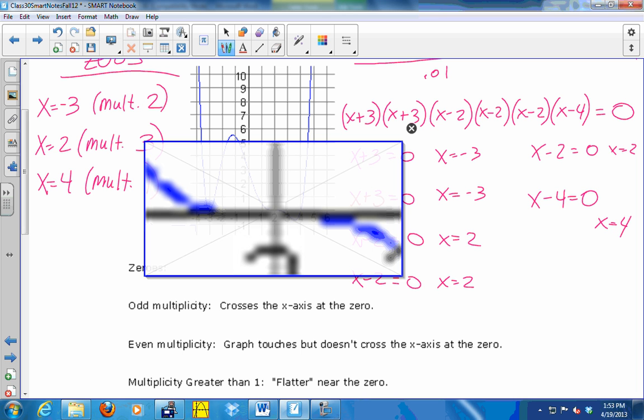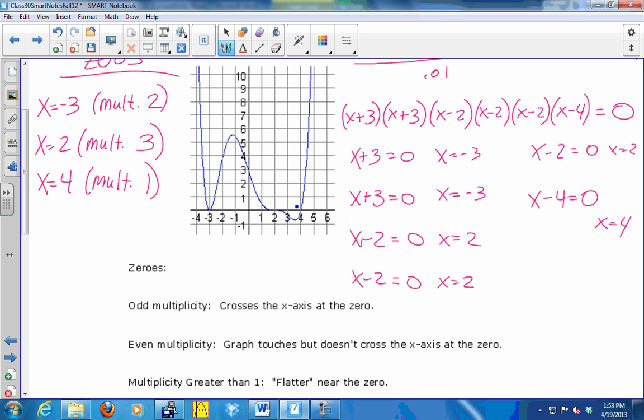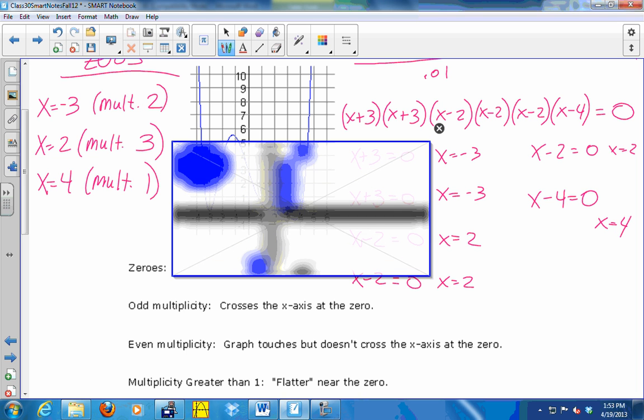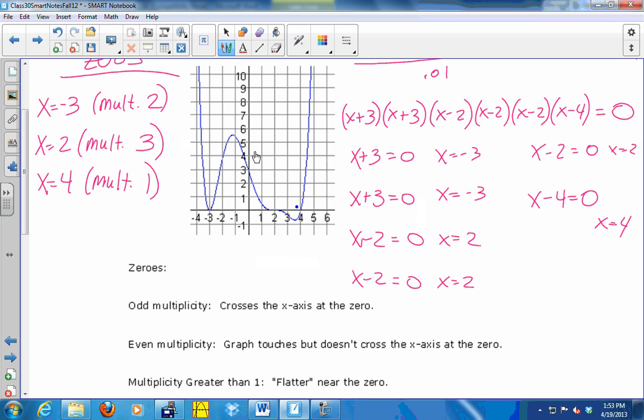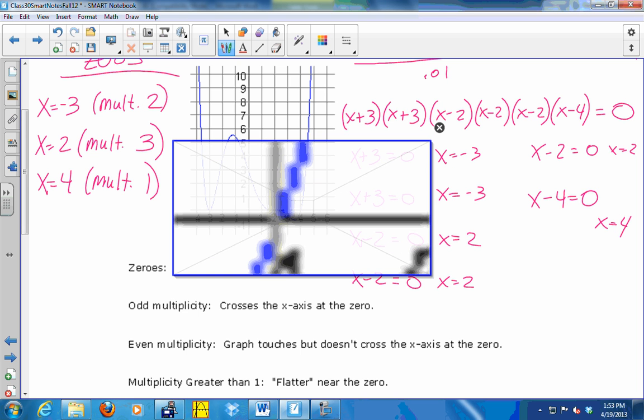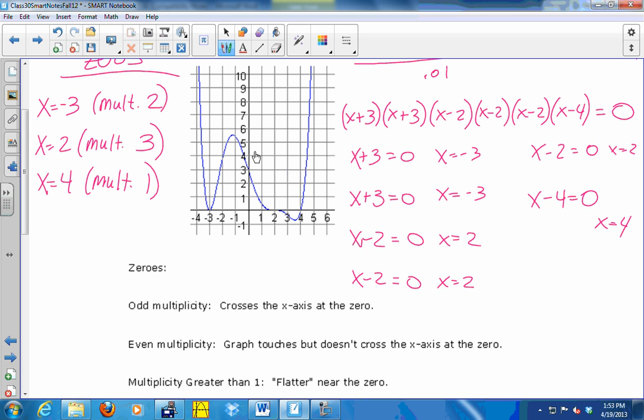And then for this last 0, when I zoom in on that, oh, that was a bad zoom. That kind of looks like a straight line, right? Which is what degree polynomial, a straight line? 1. So when it goes through the 0 looking like a straight line, that signifies that 0 has multiplicity 1. Okay, and at 4 we did have multiplicity 1.